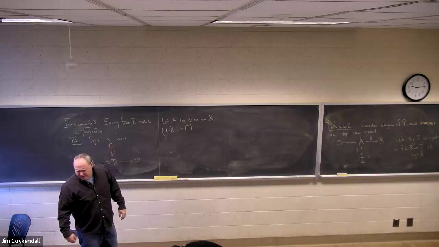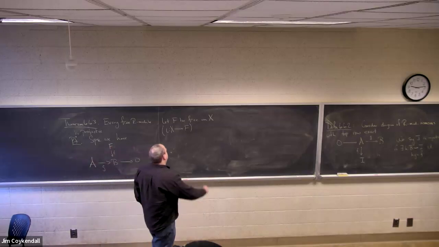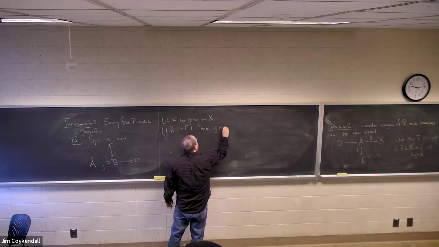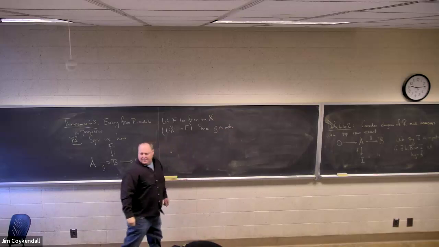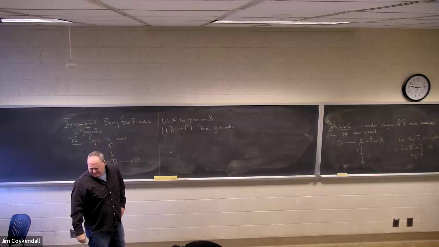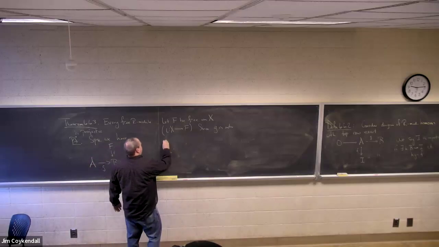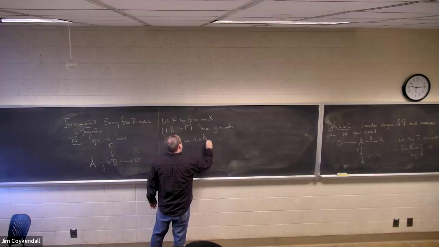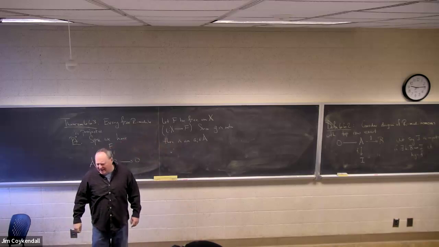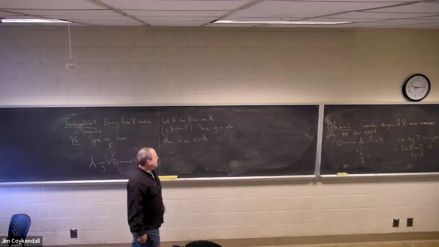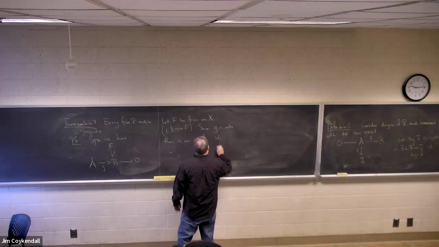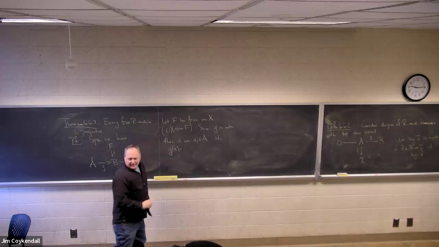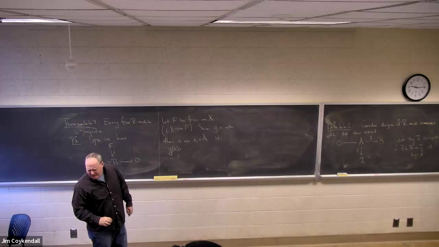If iota goes from X to F, since G is onto, there is an a_i in A such that G of a_i equals iota F of x_i.